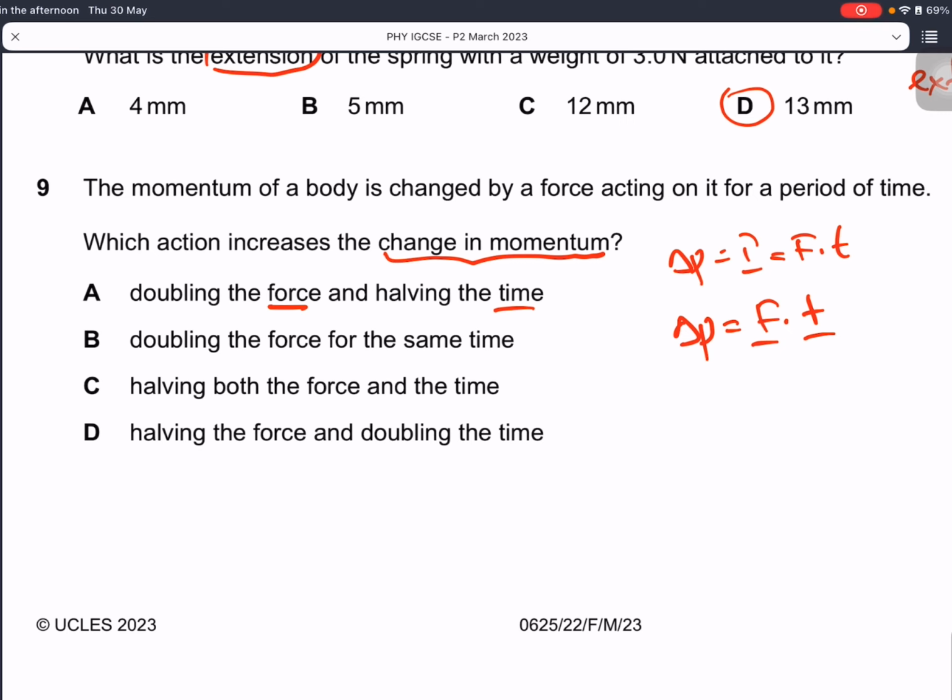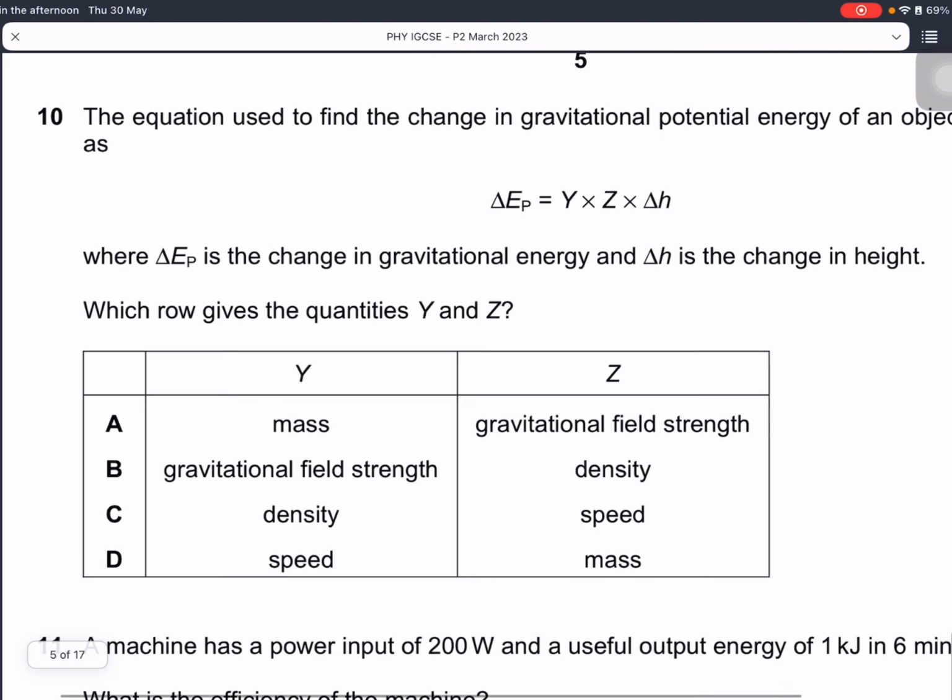In order to increase change in momentum, we have to do what? Let's see. A, doubling the force, halving the time. Oh, 1 over 2 times 2, same. So it's not doing anything here. B, doubling the force, same time. 2F times 1, of course it's increasing, nice. Our answer is B. Let's see C. Halving both will decrease. D, halving the force, doubling the time. Again, it's the same as A, yeah? It's not the option. So the correct answer is B. Next question.